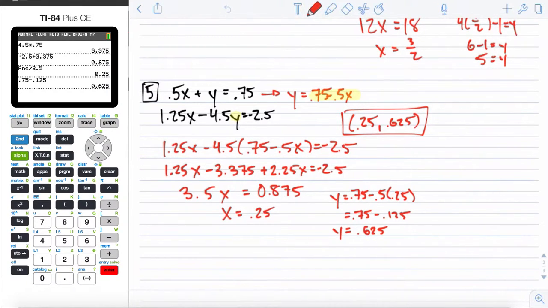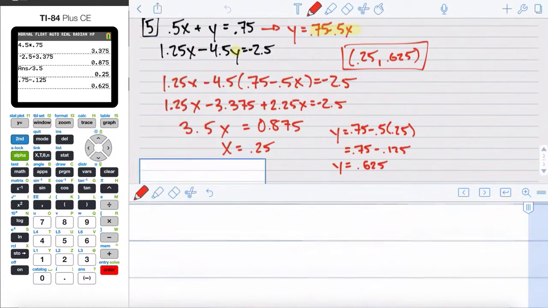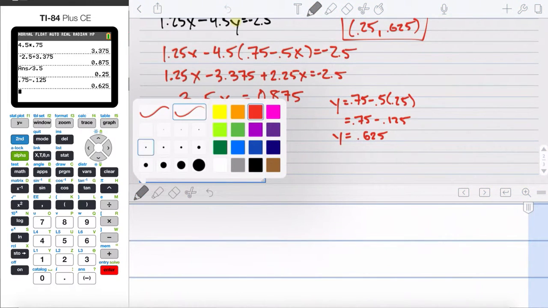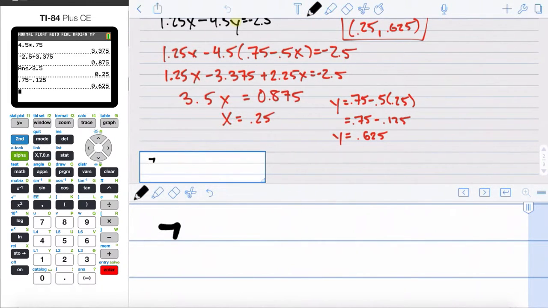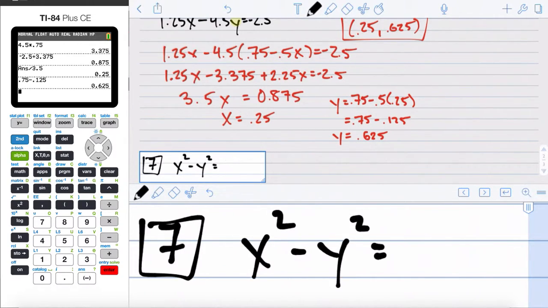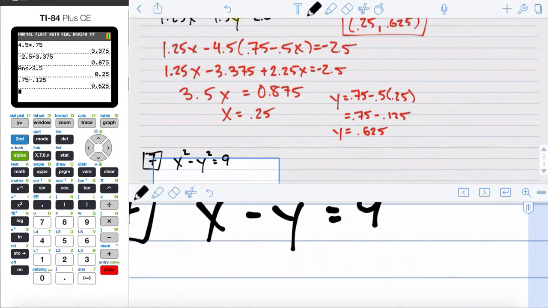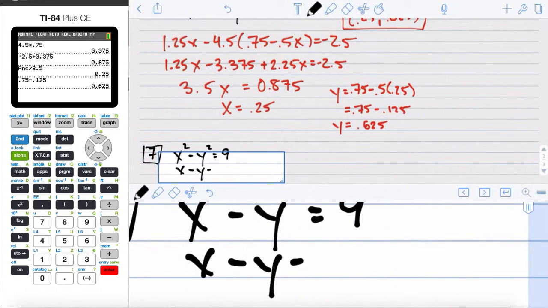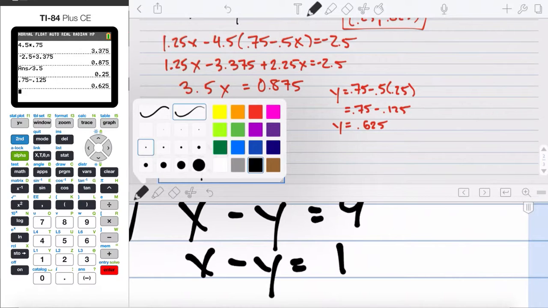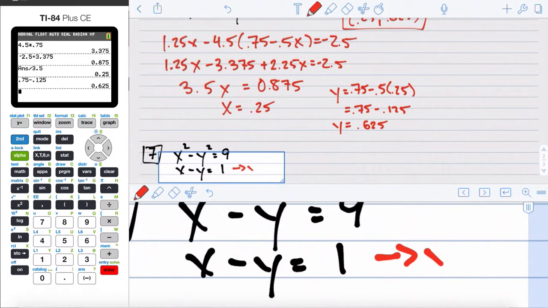Alright, we're going to start with number 7 on 9.1. Number 7 tells us we have x squared minus y squared equals 9, and it also tells us that x minus y is equal to 1. Okay, so we're using substitution. So I will take this bottom one and I'll say x is equal to y plus 1.